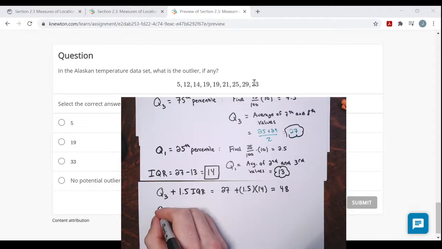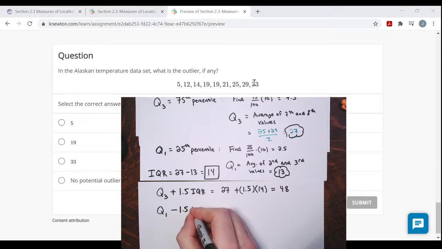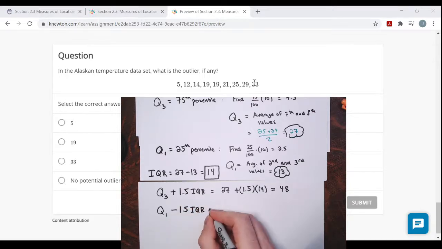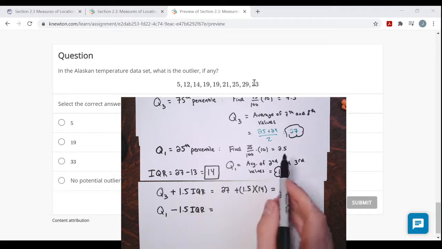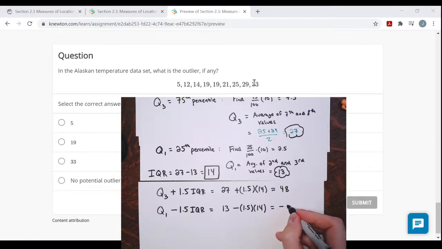Then I take the first quartile, on the other side, the 25th percentile, and I subtract that same value, 1.5 IQR. The first quartile was 13, and I subtract 1.5 times 14, 1.5 times the interquartile range. So that's 13 minus 21, which is negative 8. Is there any value less than negative 8 in this list? Well, no. The smallest value is 5.